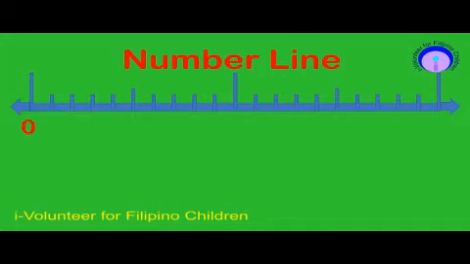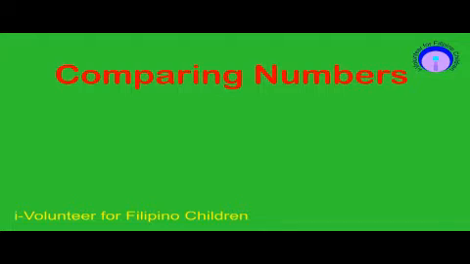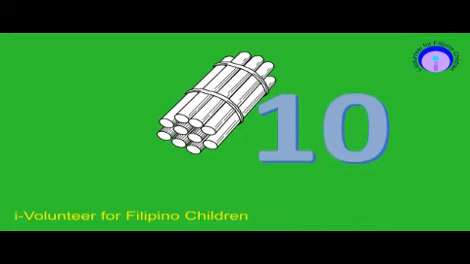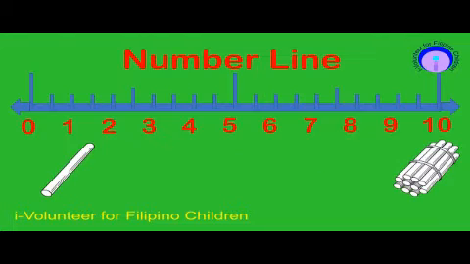Using the number line, we all know that the number on the right side is bigger than the one on the left side. For demonstration purposes, we need our magic sticks to represent the numbers we are going to compare. We all know that 1 is less than 10.